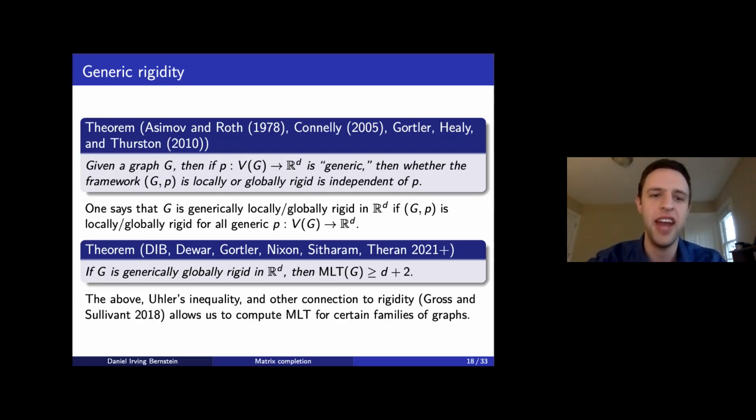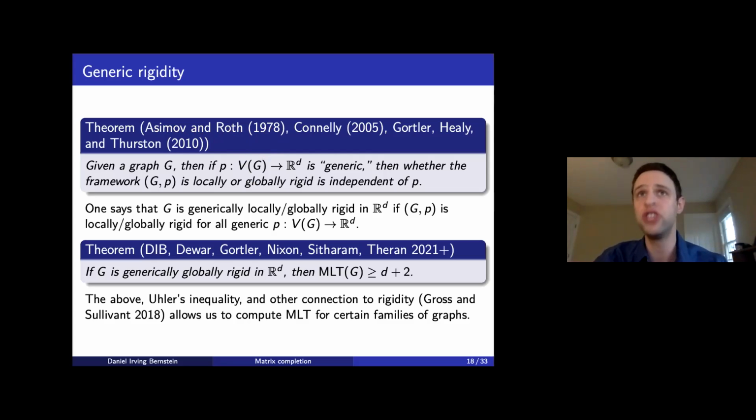So one thing that's kind of nice about both local and global rigidity is that they're generic properties of the graph. What I mean by this is that if you take a graph and you generically build it in d-dimensional space, then it doesn't actually matter where you put the vertices. Whether or not it's flexible, locally rigid, or globally rigid depends only on the combinatorics of the graph. For local rigidity, this is attributed to Asimov and Roth, but it's actually a pretty basic consequence of some basic geometry of smooth manifolds.